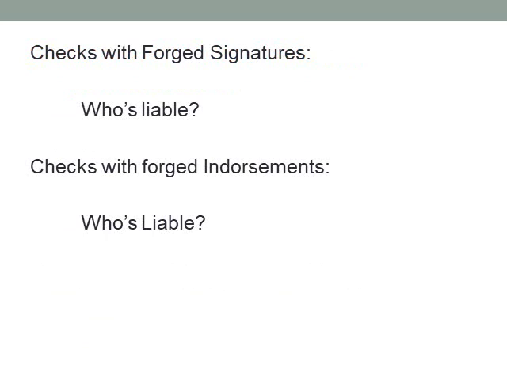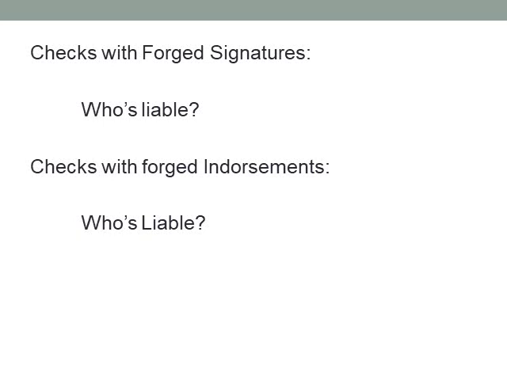Checks with forged signatures, who's liable? The bank suffers the loss unless the customer's negligence resulted in it. We've already talked about the ways that a customer would be negligent, but if you weren't negligent, the bank is the one that's going to suffer the loss for accepting a check with a forged signature, meaning you as the drawee, your signature is the one that's forged.